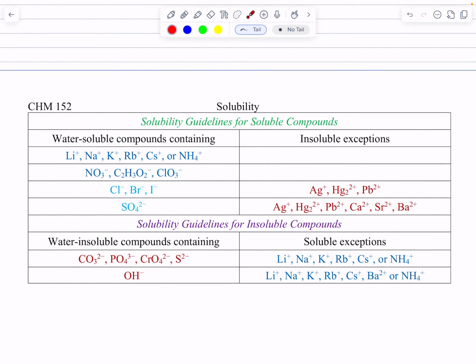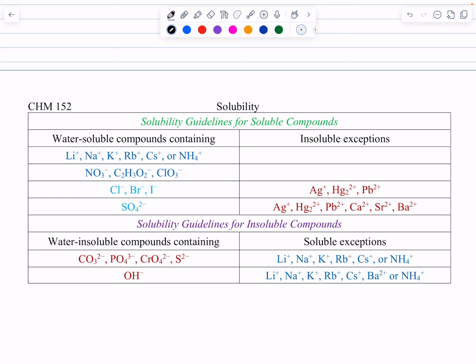And then the general insoluble salts: carbonate, phosphate, chromate, sulfide, hydroxide. These are generally insoluble, but the exceptions are the ones we just listed. There are a couple more, like barium for hydroxide, but these are the soluble ones. So those are the general solubility rules. I don't expect you to memorize all of them, but especially if you're going to continue in chemistry, it's good to know that most of group 1 is soluble and ammonium is soluble.